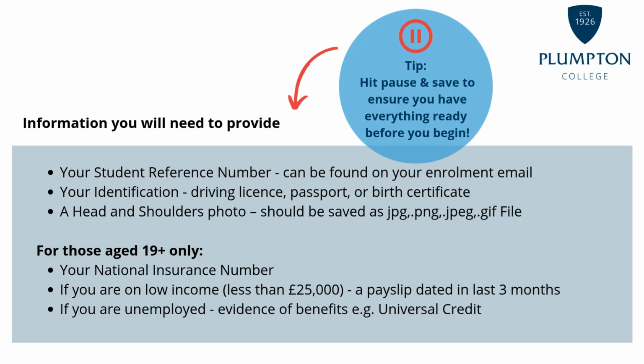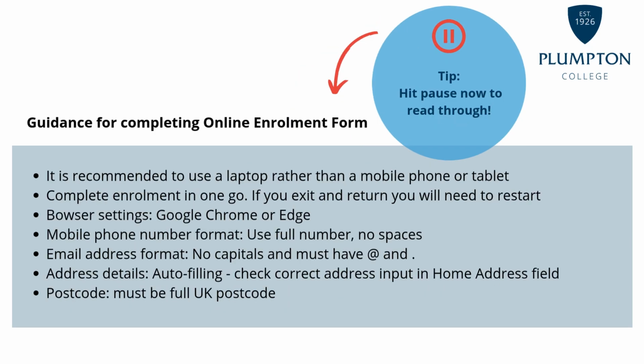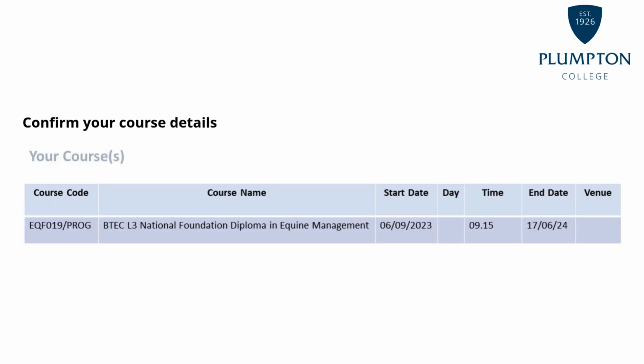You will need to complete your enrolment in one go, so please have copies of your documents uploaded in advance. This is your ID, headshot photo and earnings evidence if you are over 19. It will take about 6 minutes to complete.